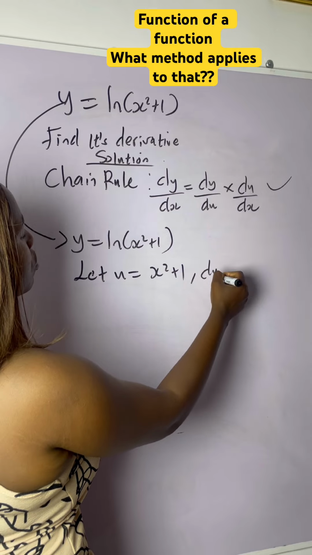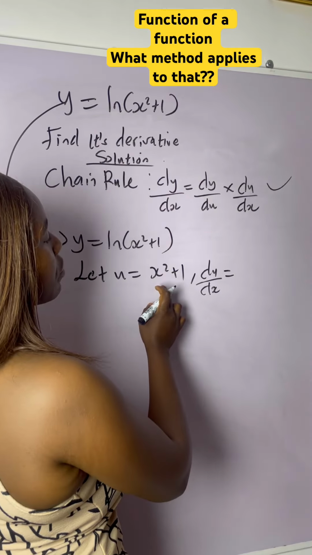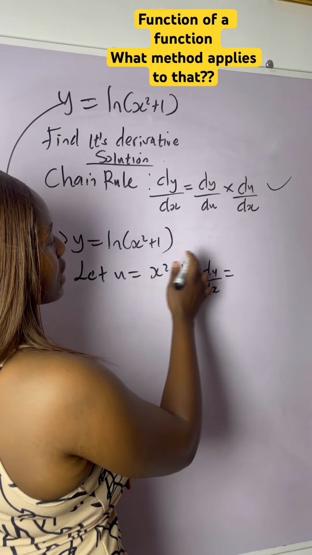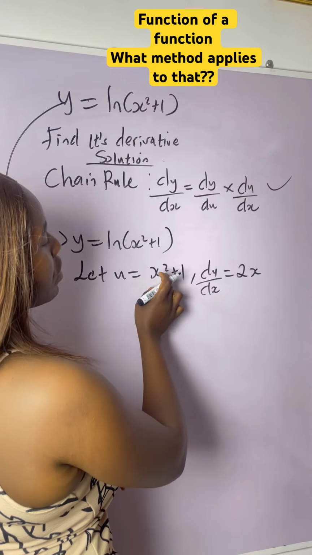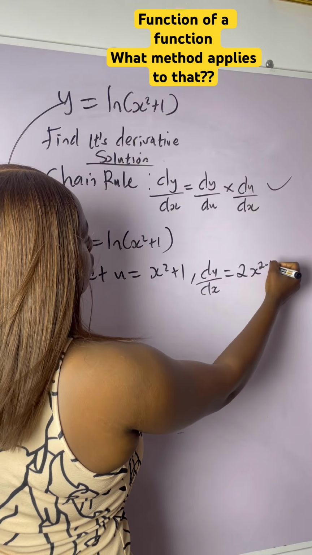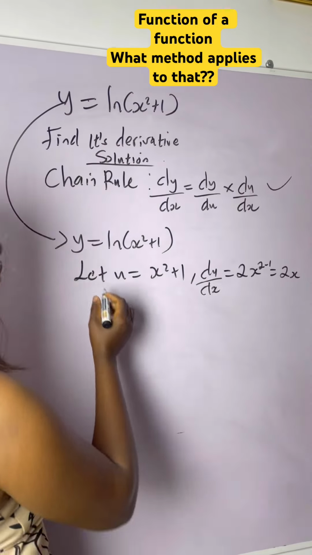So that my du with respect to x is going to give me what? Differentiating x squared plus 1 is going to give me: the power of x is 2, multiply by the variable itself, x, then subtract 1 from the power of x, so you have 2 minus 1. It's going to give me 2x.